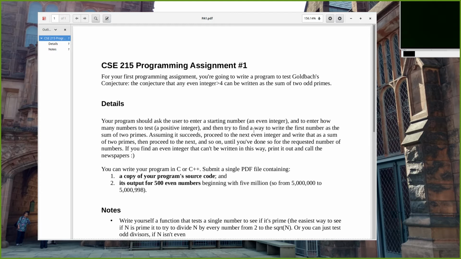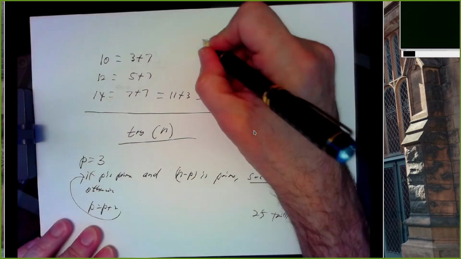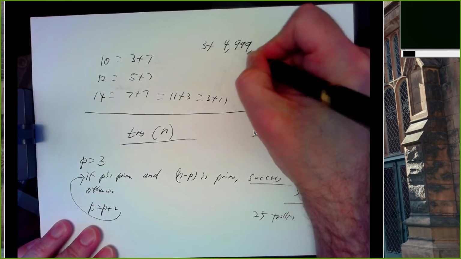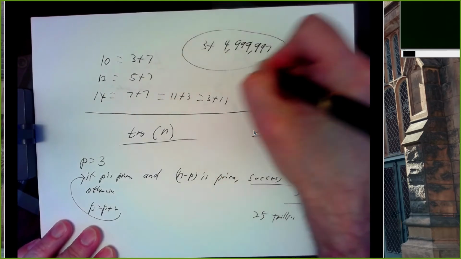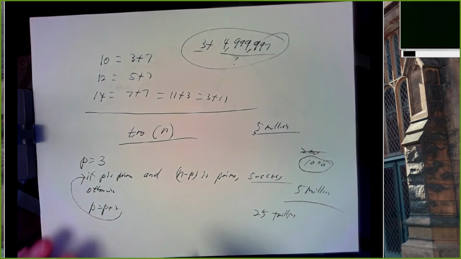So you're starting to test Goldbach's conjecture from 5 million, right? Goldbach's conjecture would say there's a way to write 5 million as a sum of 2 primes. Well, what are those primes? Well, we don't know. But one possibility would be 3 plus 4,997,997. Well, I know 3 is prime. I don't know if this is prime. So check that and see if it's prime. If it is, you're done.